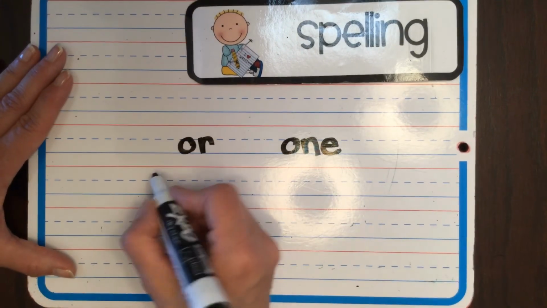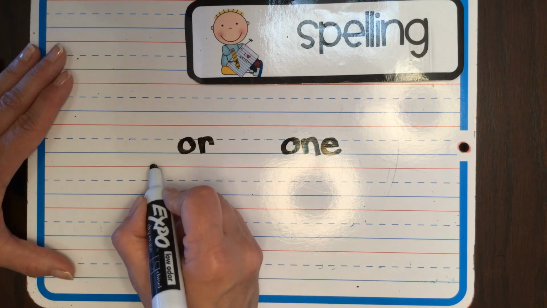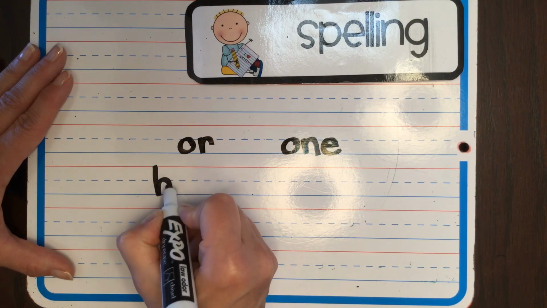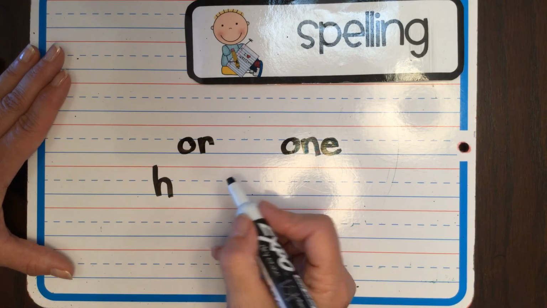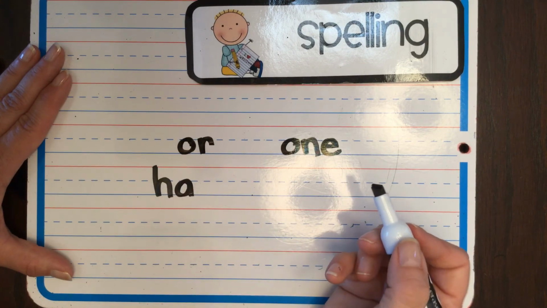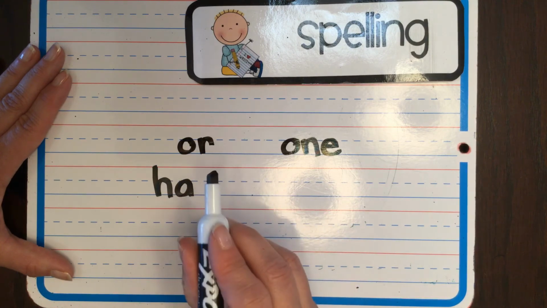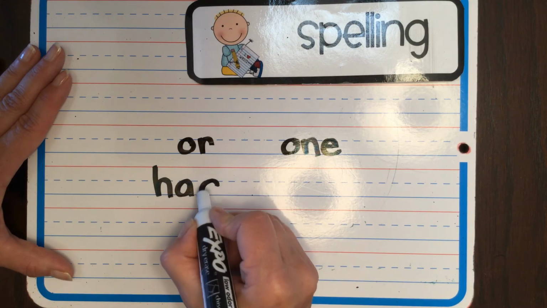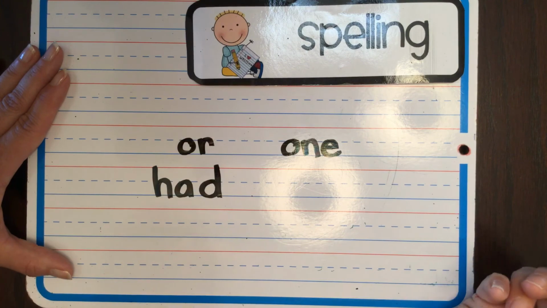Our next word is the word had. It is a tall letter and it bounces all the way down, bounces back up and over. A is a secret C letter, around and up and down. And D is a secret C letter that goes around and up all the way to the top and back down. So around, all the way up and back down.